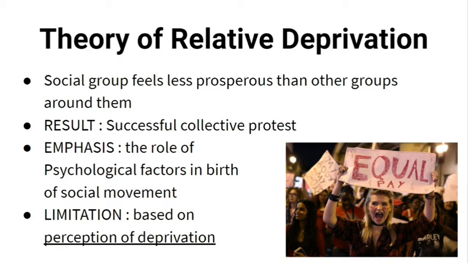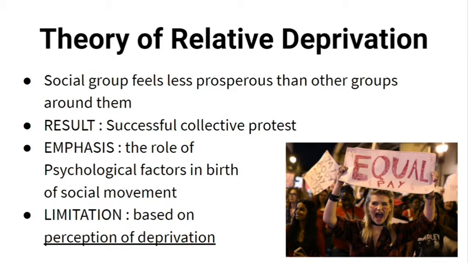An example is given: if women think that they are paid less than the other people working, especially the male people working in their office, then this will lead to a social movement. The result of this thinking is that it leads to a successful collective protest. This theory emphasized that the role of psychological factors is key to social movements, the way we perceive things in our mind. So basically, it is all about perception.